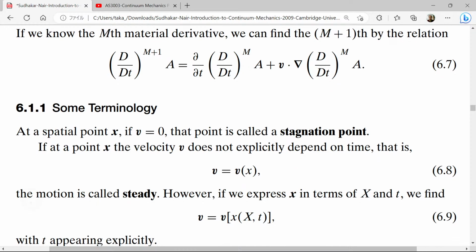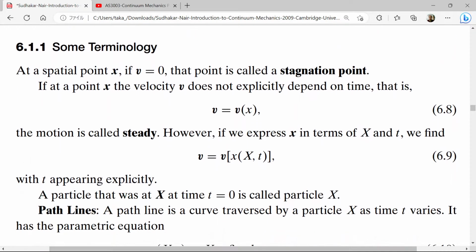Some terminology. At a special point x, if v equals 0, that point is called a stagnation point. If at a point x the velocity v does not explicitly depend on time, that is v equals v as a function of x, the motion is called steady.